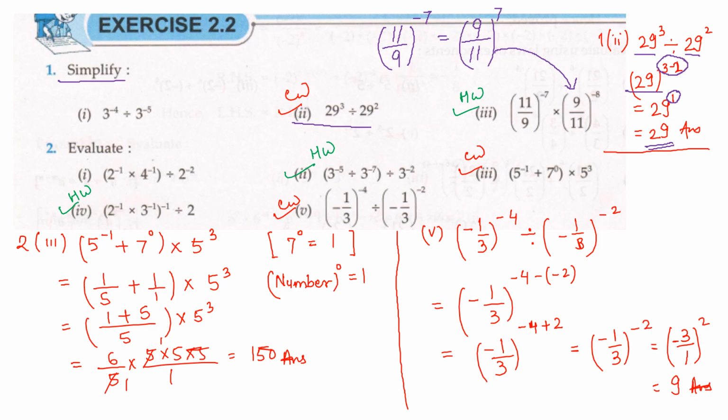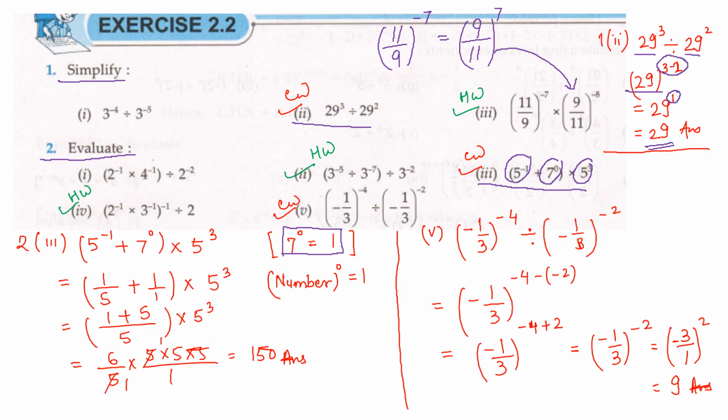Okay. Moving on to question number 2. They are asking again to evaluate. Evaluate also means to solve. Let us see question number second, third part. What is it? 5 to the power minus 1 plus 7 to the power 0 in the bracket into 5 to the power 3. So 7 to the power 0, you know, no? I told you 7 to the power 0 will be equal to 1. Any number to the power 0 is always equal to 1.